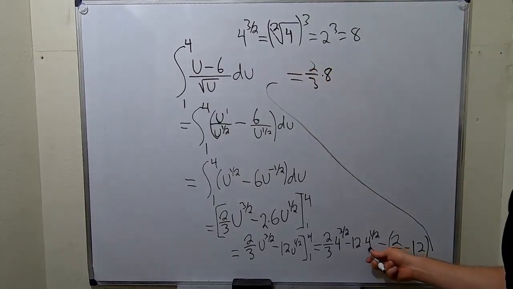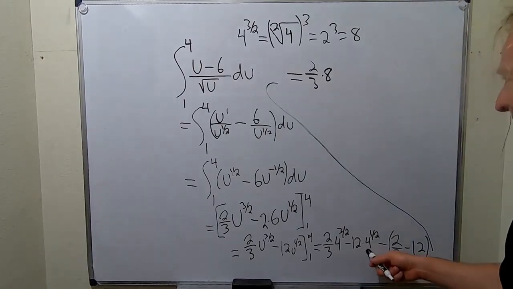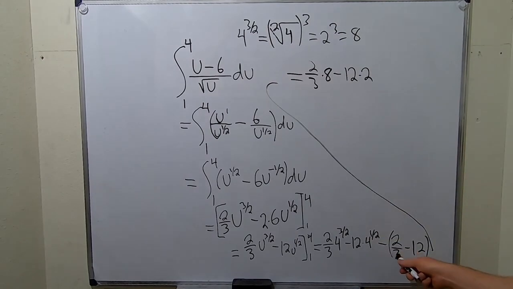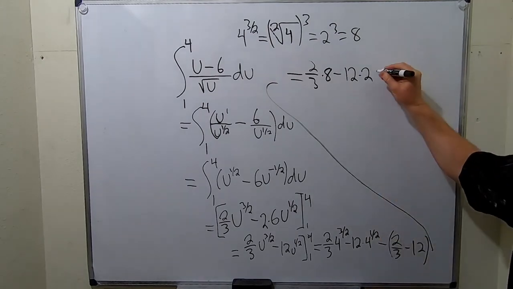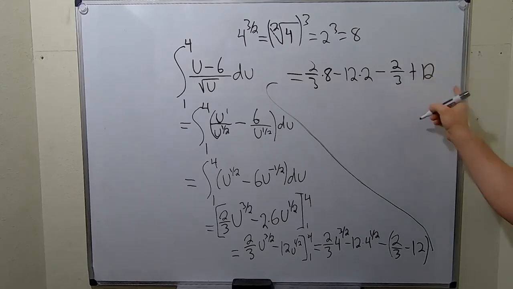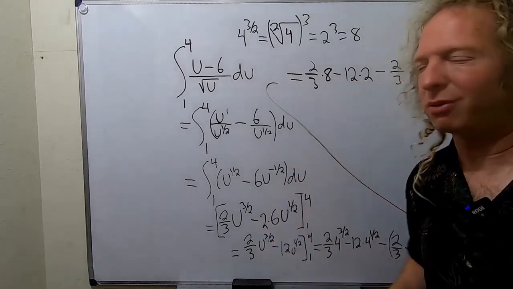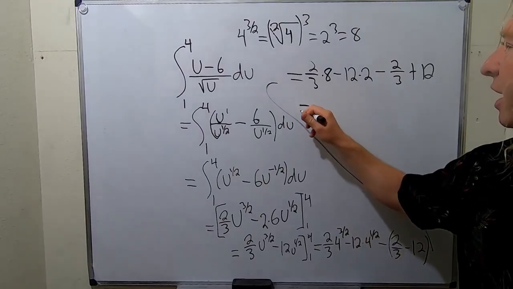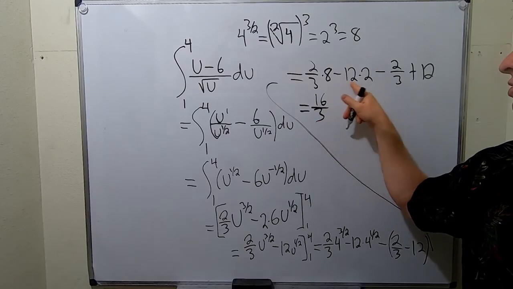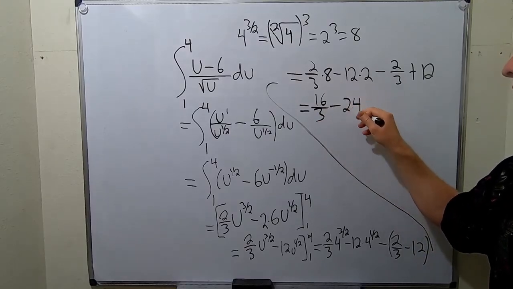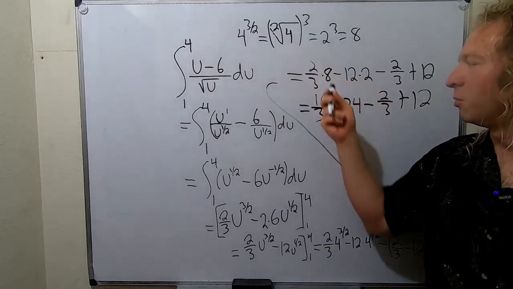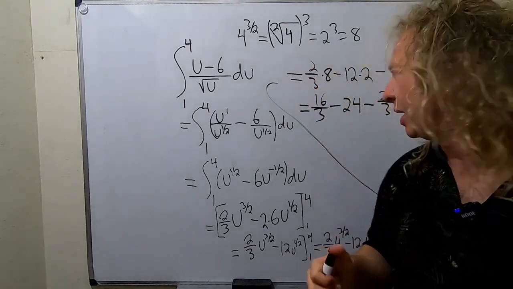Minus, the square root of four is two, that's easy, right? So 12 times two, that one's not so bad. Then minus 2/3 minus 12, I'm just going to distribute it, so it'll be minus 2/3 plus 12. Let's put it all together before we start adding fractions. So here we have 16/3 minus 24 minus 2/3 plus 12. All I did there was multiply the 2 and the 8.